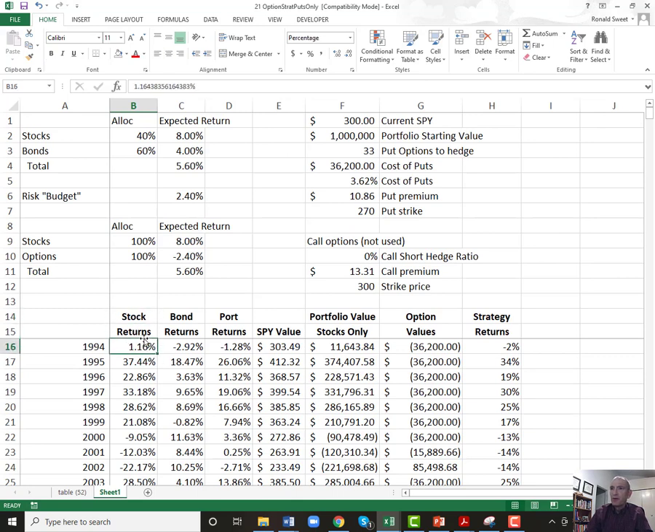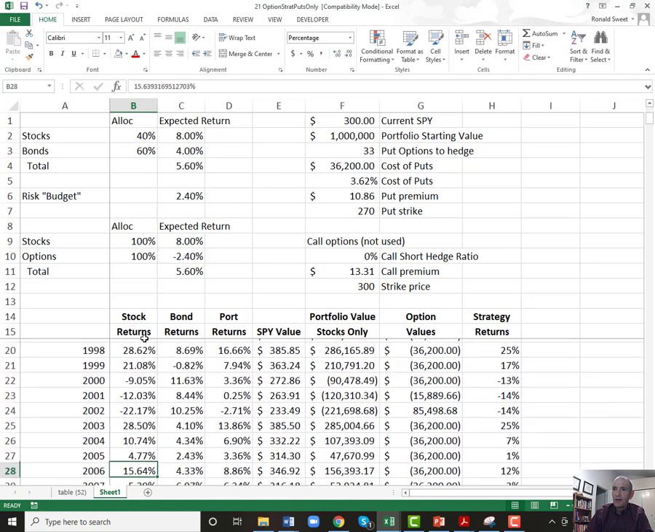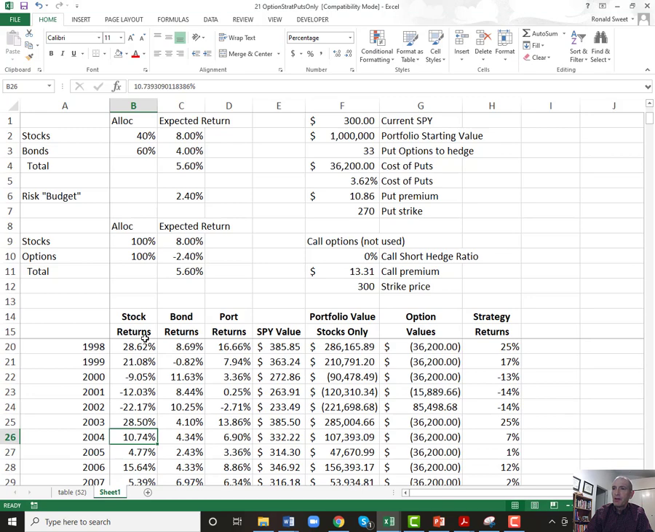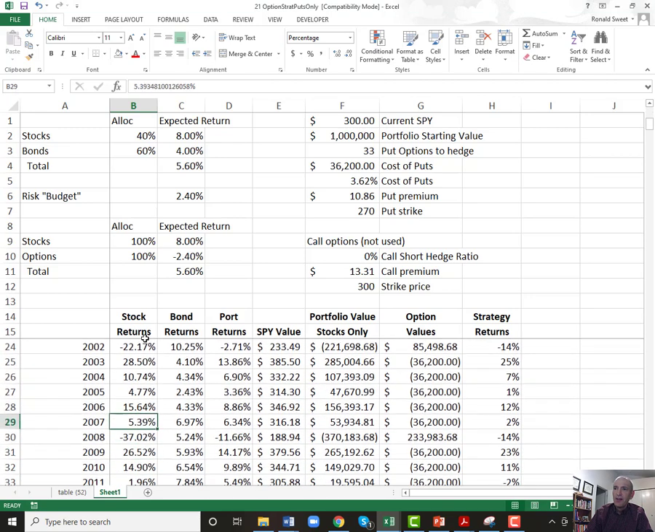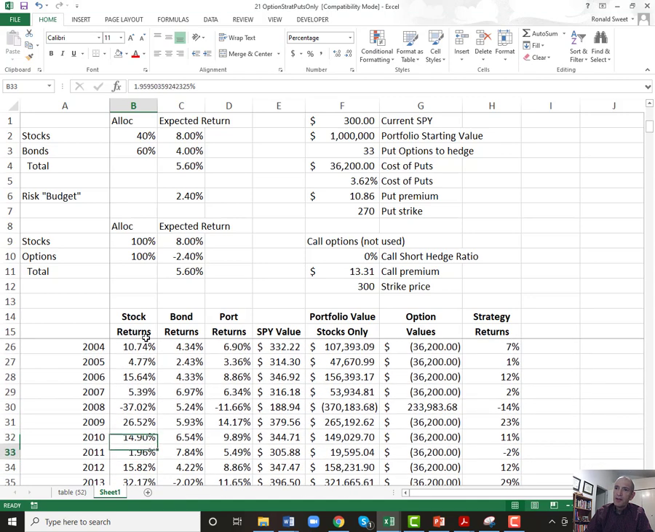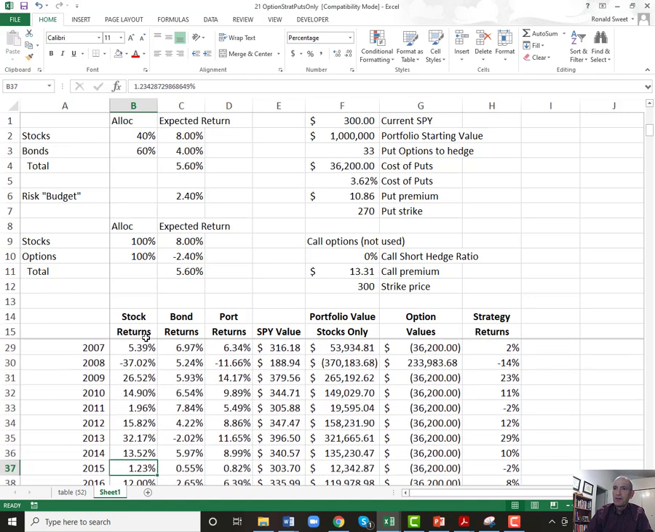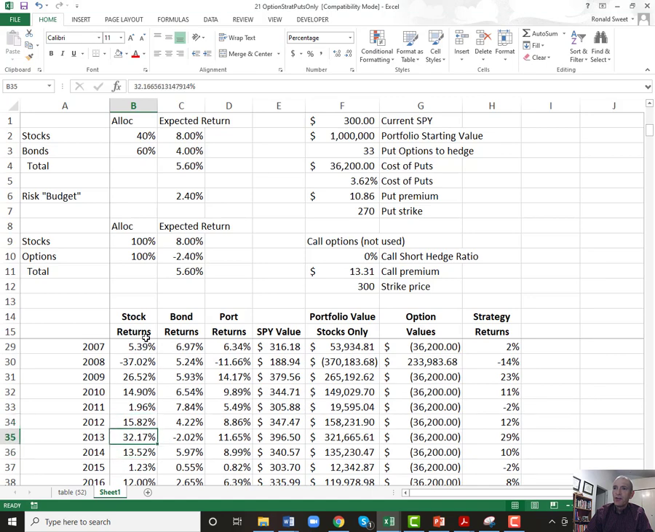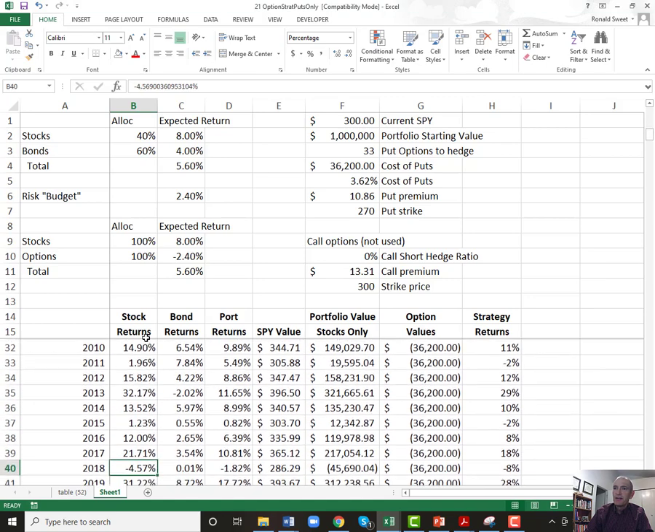So there's one, you would have been hurt, but then you would have done great in all of these. You would have done okay in that one. You would have done well there. You would have done well there. Great here. There you wouldn't have done very well. There you wouldn't have done well. You would have done okay there, not well there, great there, okay there, bad there. That would have been a bad year for you. Good, okay there, great there, okay there, bad there.